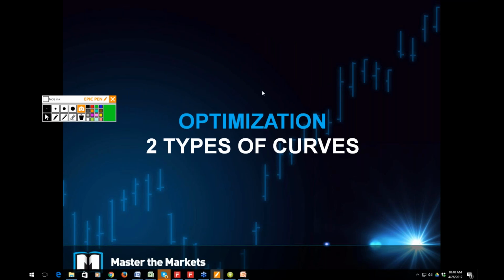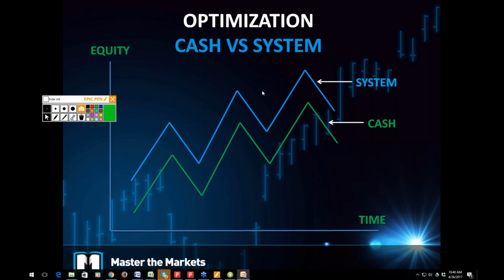Great. Now you get your two curves, the system curve and the cash curve. The gap between them, as I mentioned, is what we call the profit gap, and you want to minimize that as much as possible. As your intuition grows, as your conscious competence grows, as your unconscious competence grows, this gap will start to reduce. Okay, let's move on.